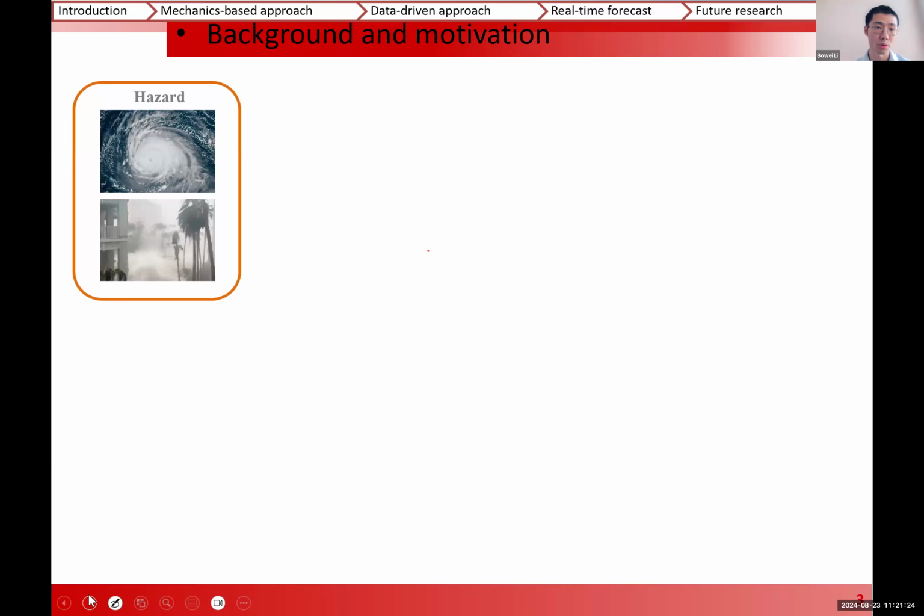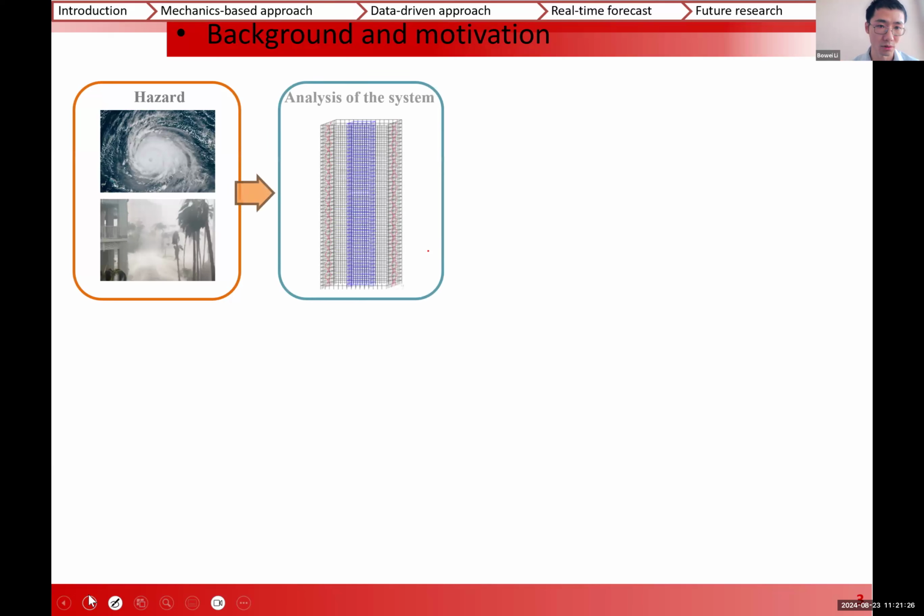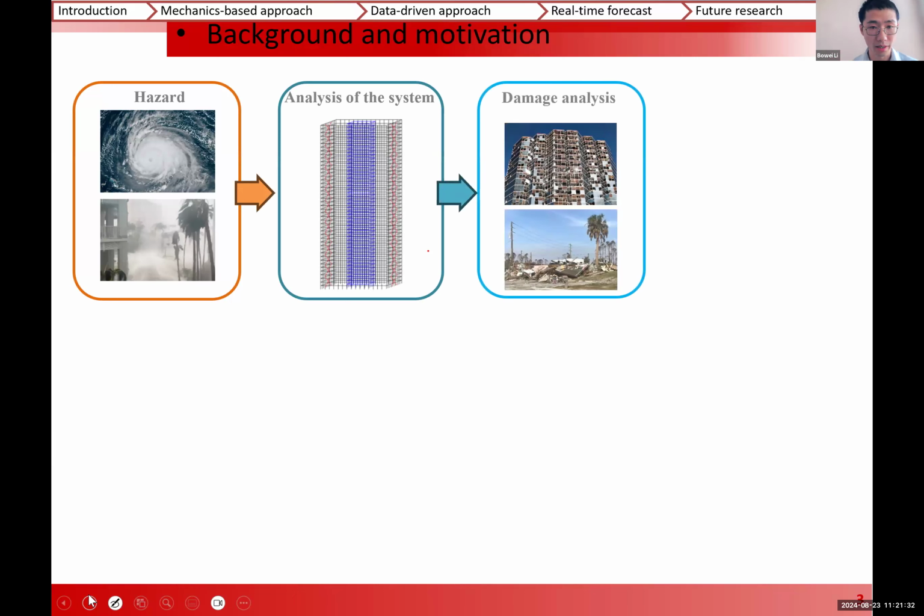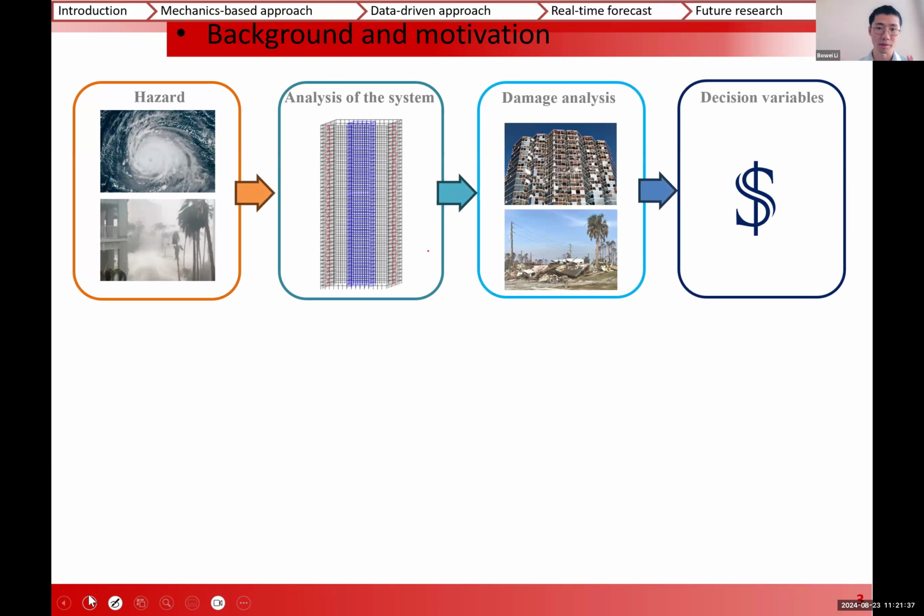Okay, so given a hazard to quantify extreme wind, we analyze the structure or infrastructure system to get response data, and we can go ahead to evaluate and quantify the damage. Then we evaluate the decision variables, for example, loss or performance, and then we can optimize it, get it well engineered.